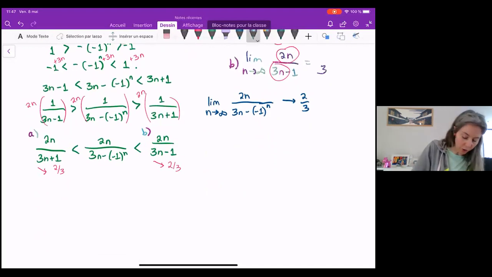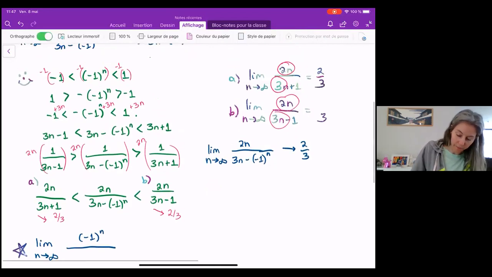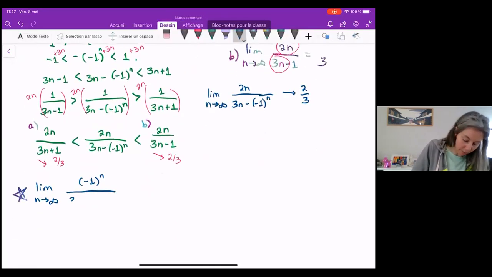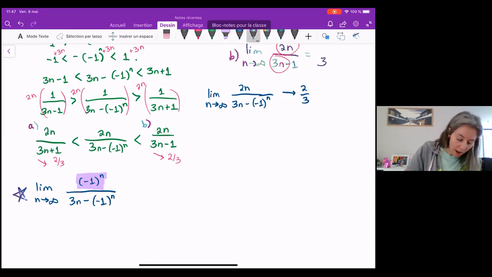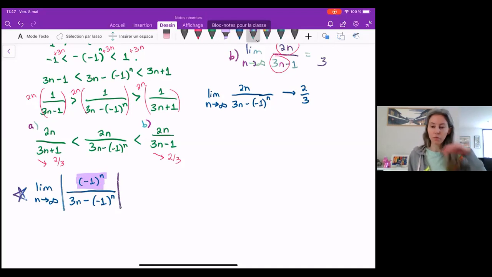So our second limit we had called star, and what we had was the limit as n approaches infinity of -1 to the n over 3n minus -1 to the n. Now, there are two things to notice about this. The first is that we still have that -1 to the n 2 times, which means that this might be challenging to bound. The second, though, is that because this is now multiplied by -1 to the power of n, we can actually take the absolute value of the limit.